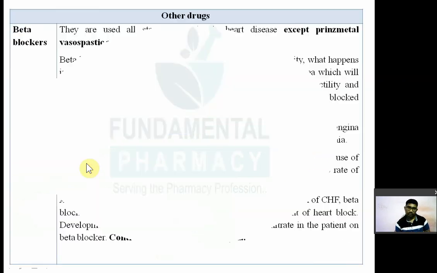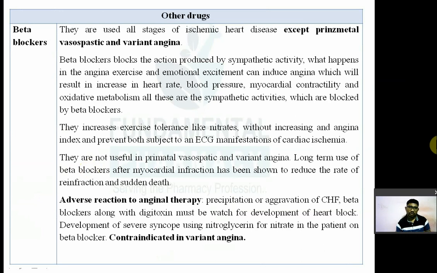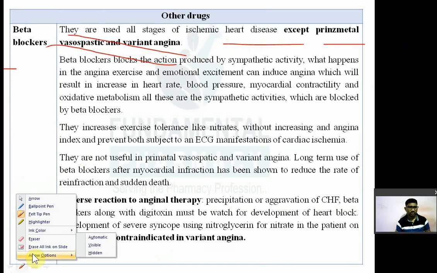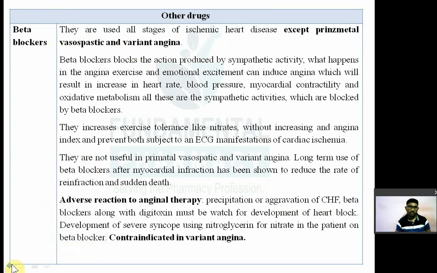Now next we'll see other drugs like beta blocker. Beta blockers are used in all stages of ischemic heart disease except prinzmetal and vasospastic variant angina. Beta blockers इसमें यूज नहीं करना है, किसमें? Prinzmetal angina and vasospastic angina में यूज नहीं कर रहे. Beta blockers are not coronary vessel dilators. Beta blockers will not dilate any coronary artery. What will they do? They will decrease the functioning of heart.